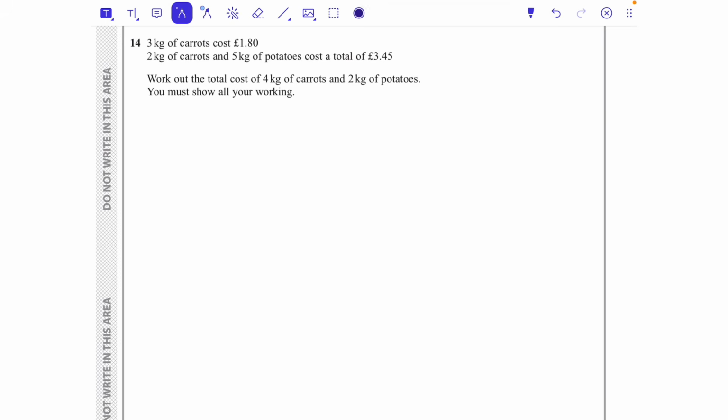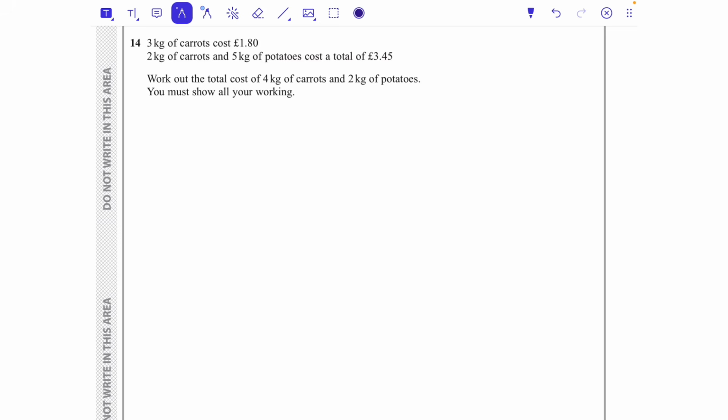Okay, question number 14. 3 kilograms of carrots cost £1.80. 2 kilograms of carrots and 5 kilograms of potatoes cost a total of £3.45. Work out the total cost of 4 kilograms of carrots and 2 kilograms of potatoes. You must show all your working.